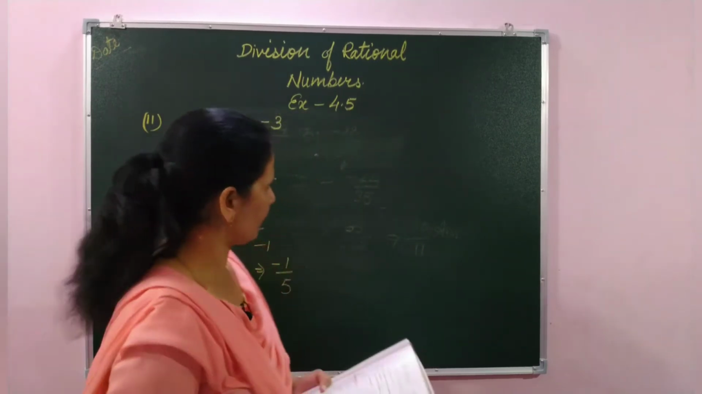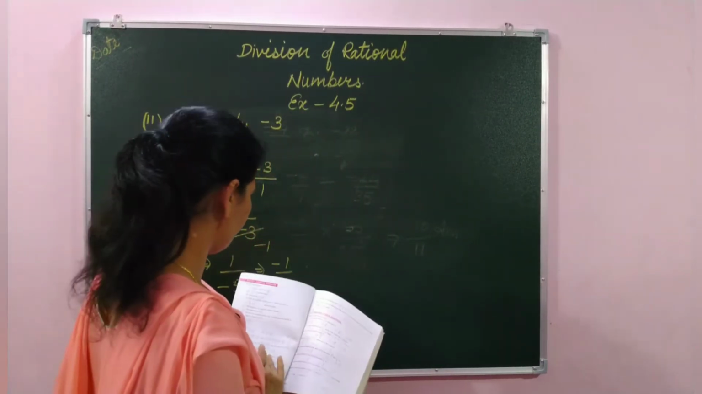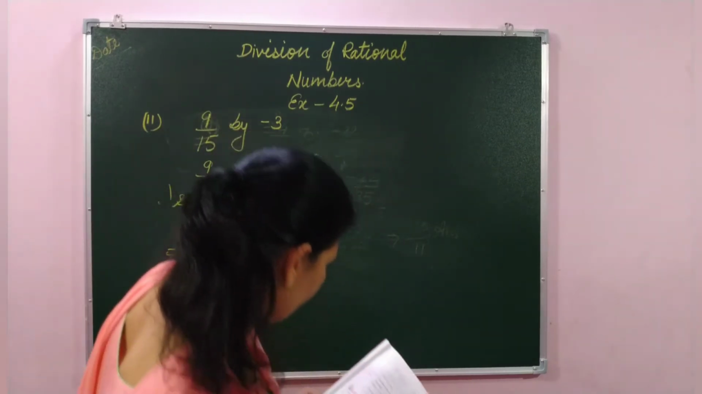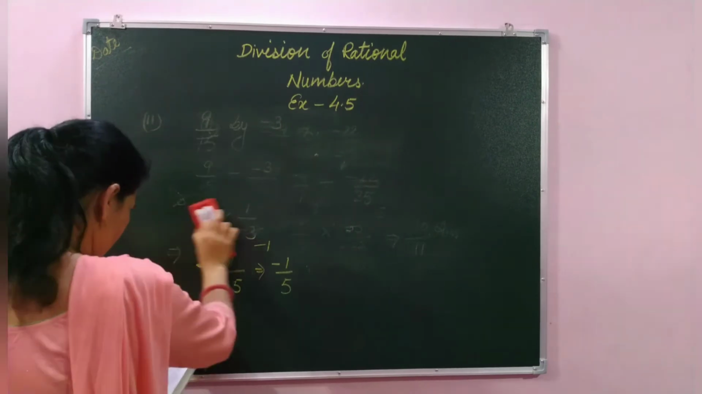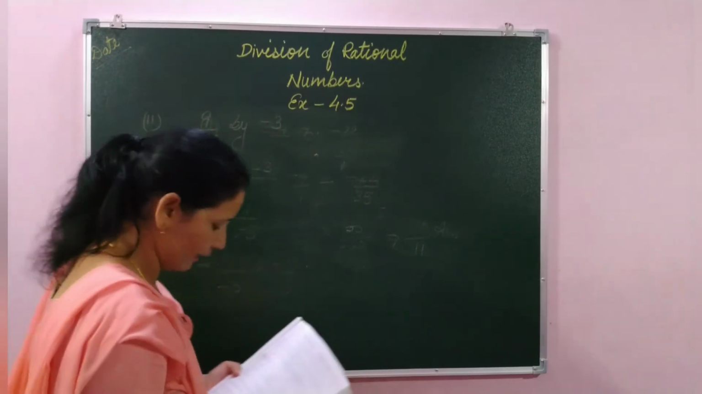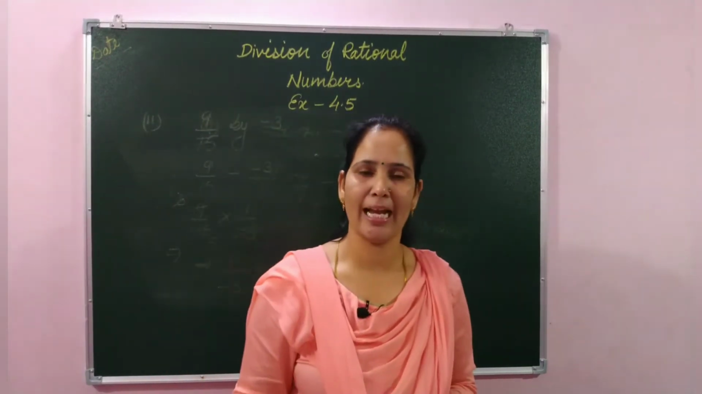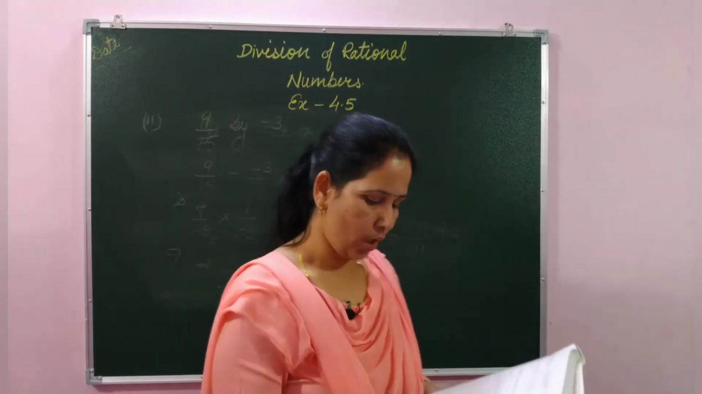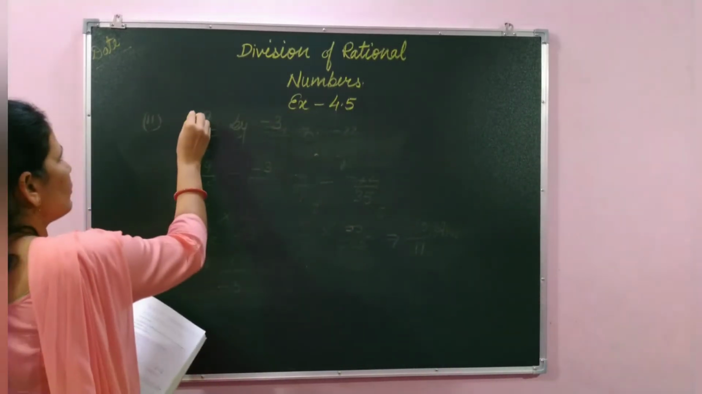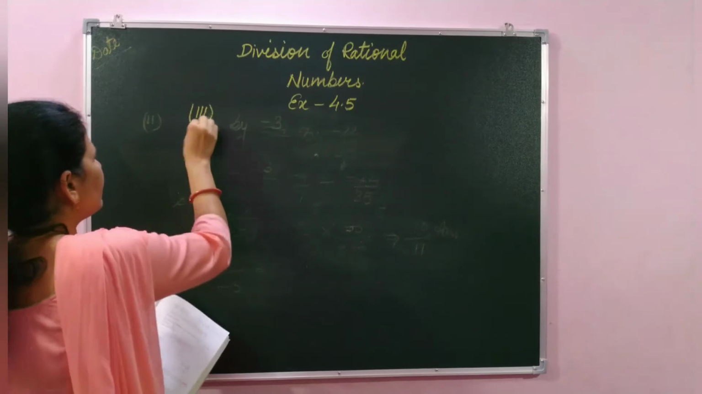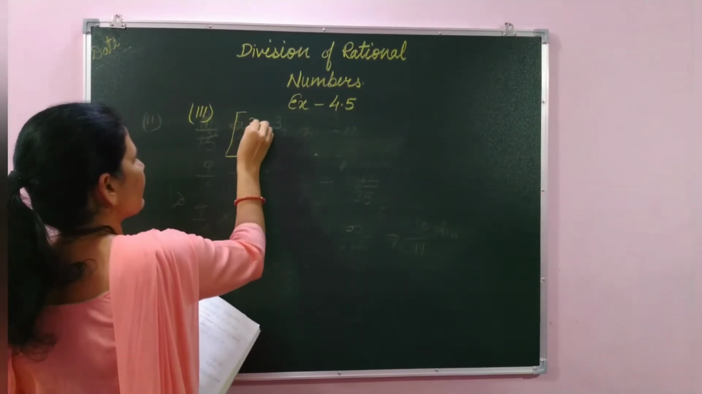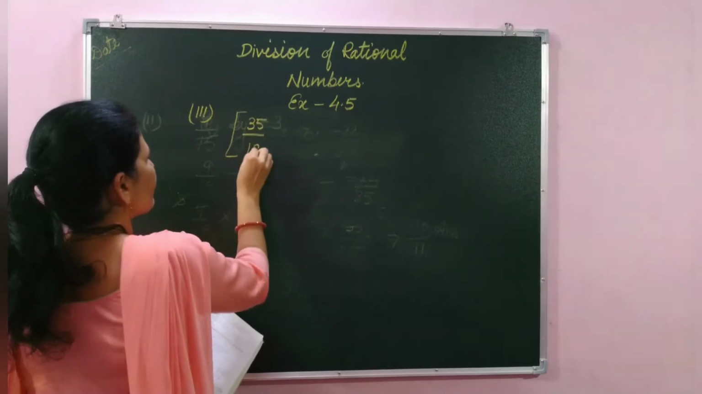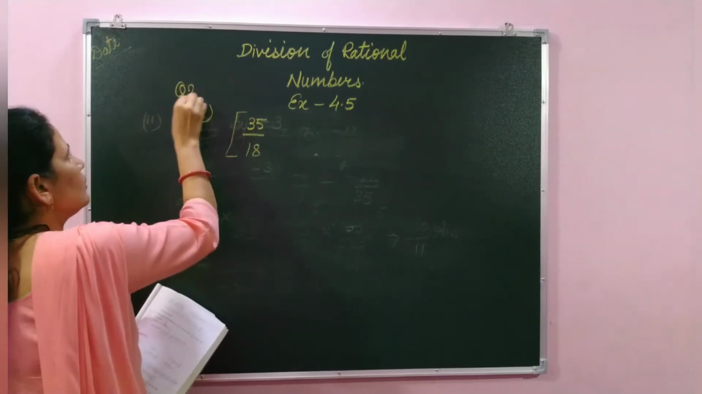Now question number 2. In question number 2, they have given evaluate. Evaluate means we have to simplify this one, and they have given both signs together. That means multiply as well as divide. So I'm going to take its third part, because the third part is a little bit difficult. So first I'm writing 35 by 18. Which question is it? It is question number 2.